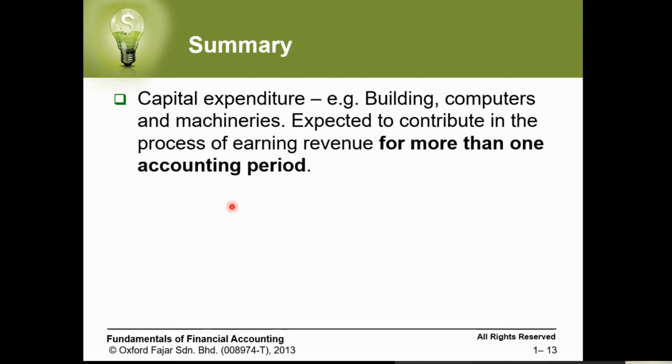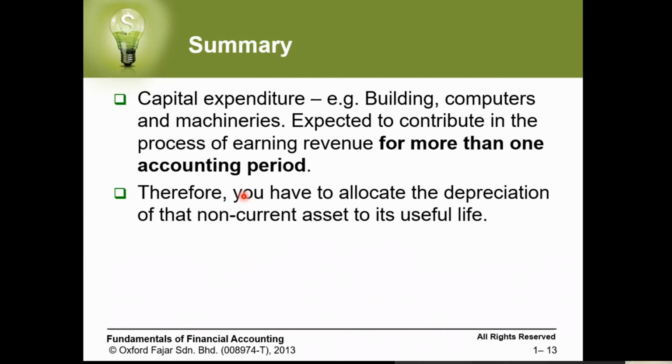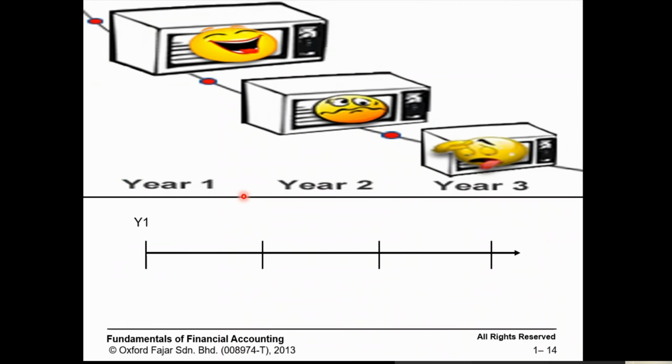Capital expenditure, for example the building, computer, and machineries, is expected to contribute to the process of earning revenue for more than one financial period and one accounting period. Therefore, you have to allocate the depreciation of that non-current asset over its useful life. As an example here, this is a machine. It has 3 years, so we have to divide the value of that machine over these 3 years. Let me give you an example about that, a very simple example.